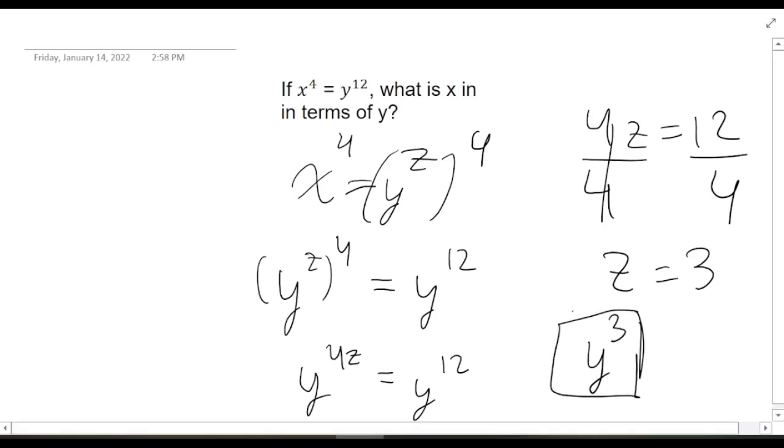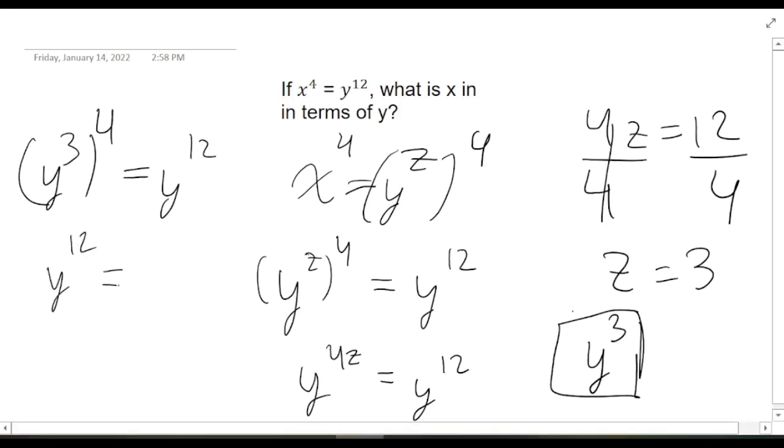And again, we can prove that because we can plug this back into the original equation, x to the fourth equals y to the 12th. So remember that this y to the 3rd is equal to x. So y to the 3rd, raised to the 4th power, equals y to the 12th. Multiply the two exponents together: 3 times 4 is 12. So we would get y to the 12 equals y to the 12. So we know that y to the 3rd is our right answer.